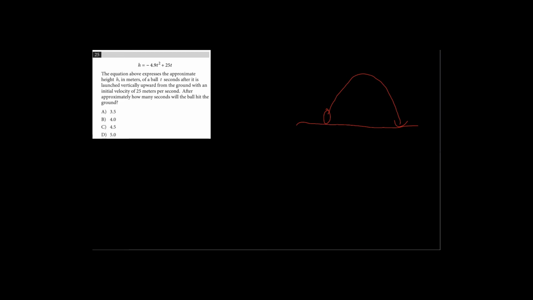Every time you hear the words ball hit the ground, or something hit the ground, what they're telling you is actually that h is equal to 0, because the ground is 0 height off the ground. So in this scenario, they're actually giving us the initial velocity, but that's useless information. They're trying to kind of trick you by bringing in some physics, but this is not a physics test. This is a math test.